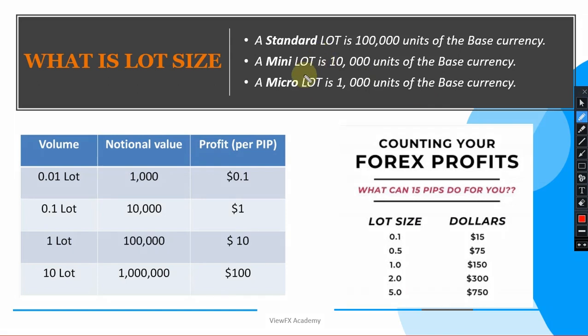Now there's something you have to know. When you use a standard lot, this is a standard lot 1.0, and you're buying 100,000 units of the base currency, each movement or each pip, which is one movement on the chart, is equivalent to $10.